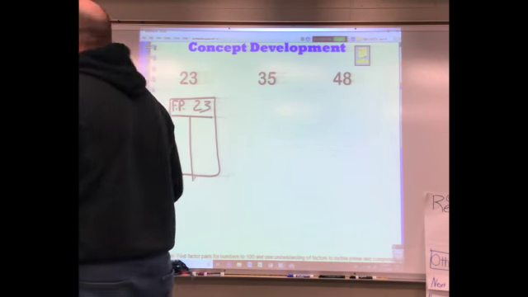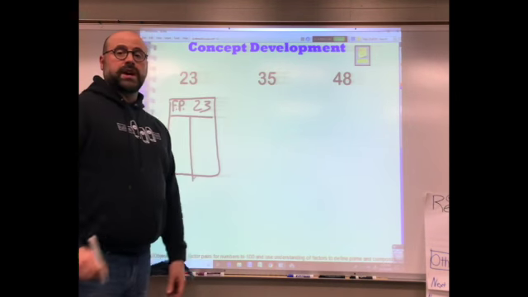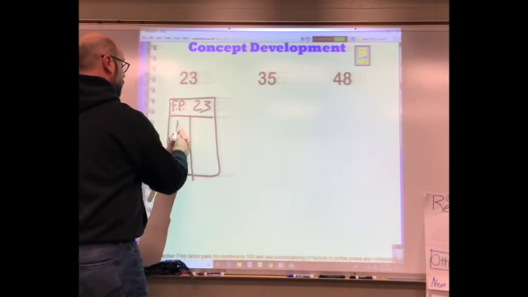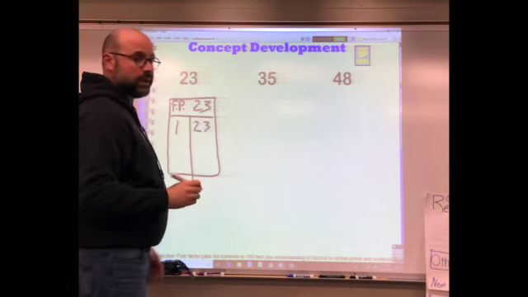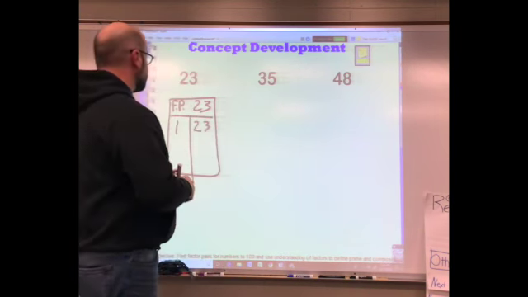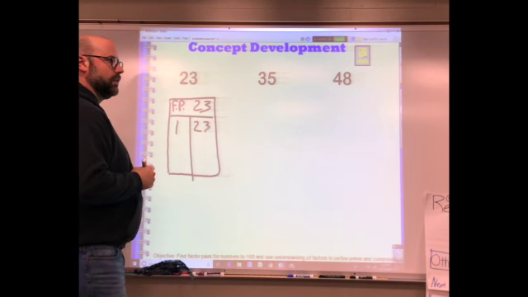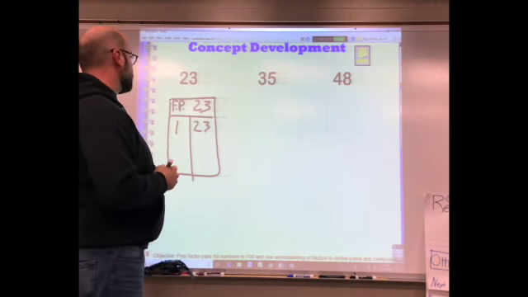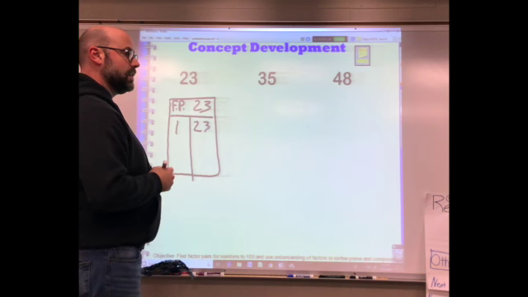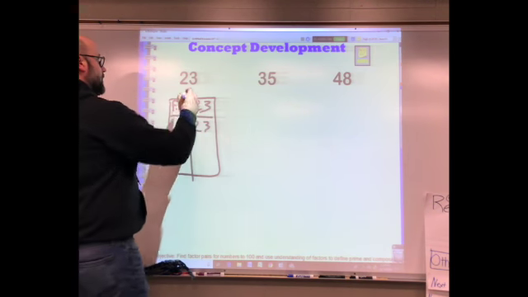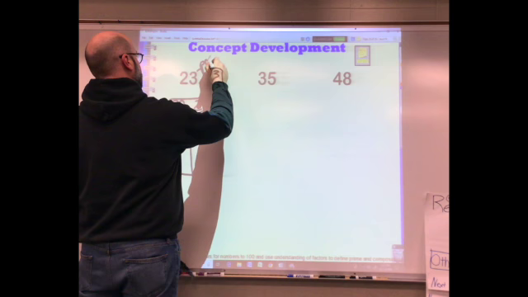Okay. What are the factor pairs for 23? Well, 1 and 23, right? Remember, 1 and the number itself, they're always factors. So we got that. We're off to a good start. 1, 23. 2 times 12 is 24. 2 times 11 is 22. No, not that. 3 times, no. 4, no. 5, no. 6, no. 7. So that means that 23 is prime.